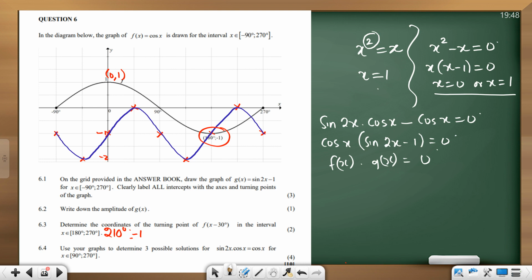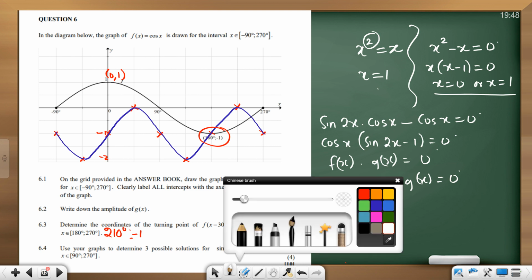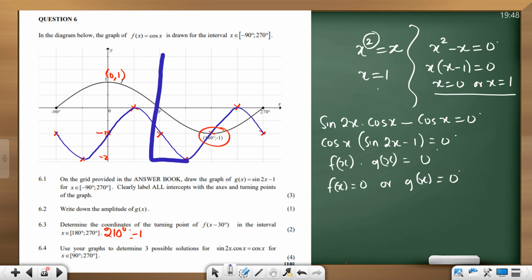And these are the last questions that we don't always like. For me to multiply two things to get 0, either f of x equals 0 or g of x equals 0. Where is f of x equals 0? Let's look at the graph, the black one. Mind you, they gave you a domain between 90 and 270. So we are looking at this frame, where the graph touches the x-axis.